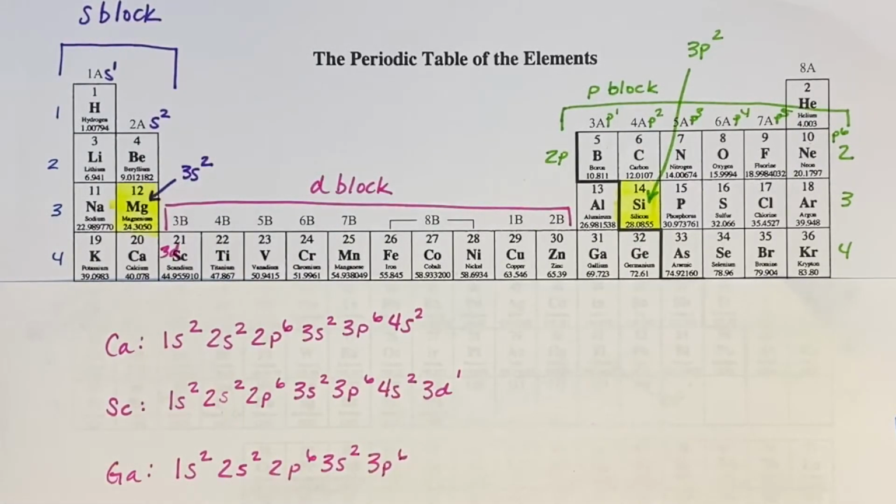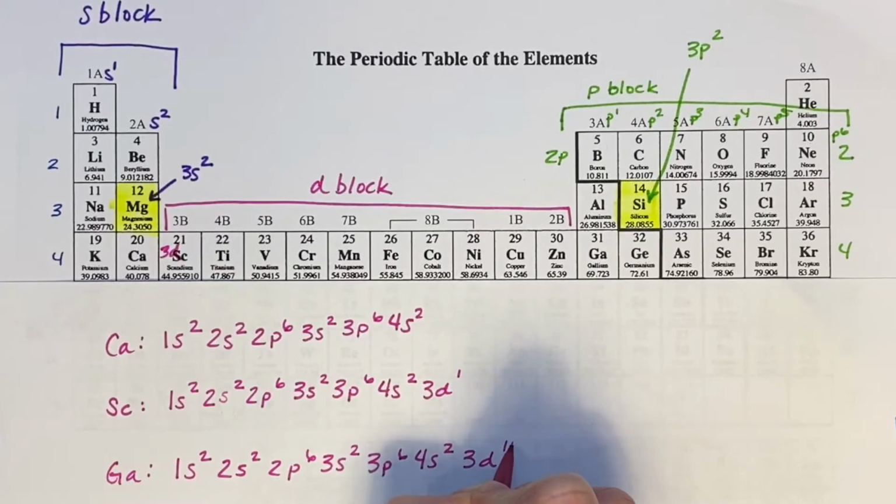13 to 18 are going to go into my 3p, so that's going to give me 3p6. 19 and 20 are going to go into my 4s, that gives me 4s2. 21 to 30 are going to go into my 3d orbitals, so that gives me 3d10. And electron number 31 is going to go into my 4p orbital for gallium.